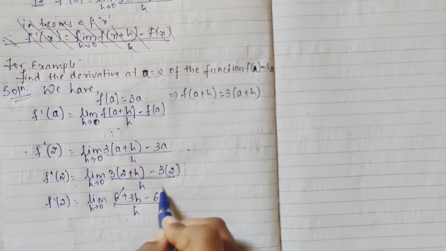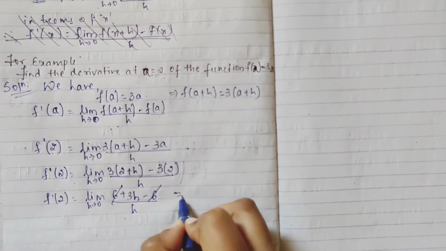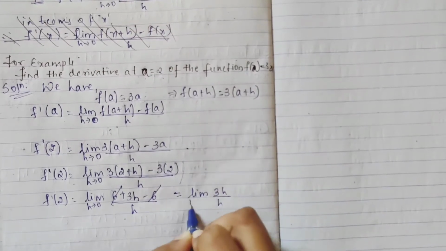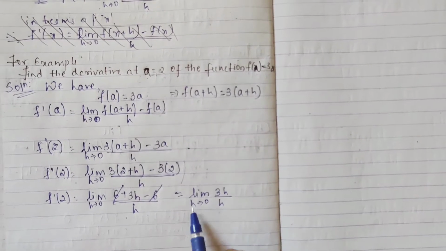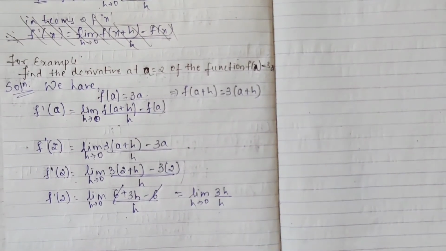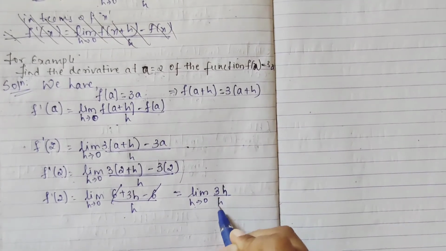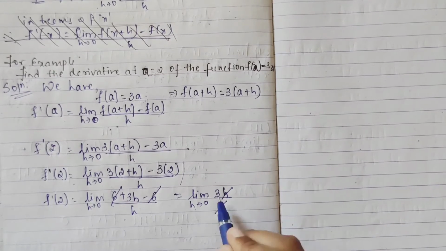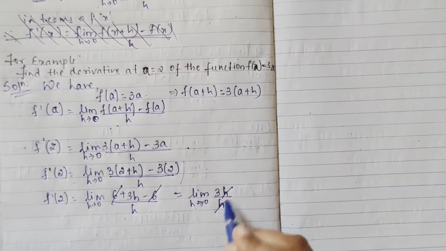So your plus 6 minus 6 cancels off, and you are having, I will write here only, limit 3h divided by h as h tending to 0. Now here you may get confused. H tending to 0, directly you might substitute, but please don't do like that. When you have h divided by h, this cancels off, h1 h1. So directly don't substitute h as 0.